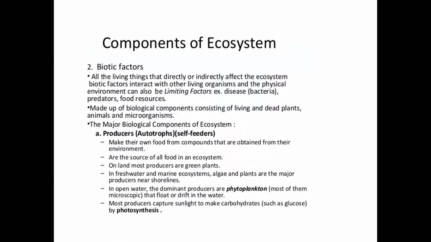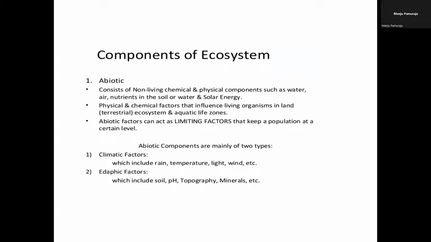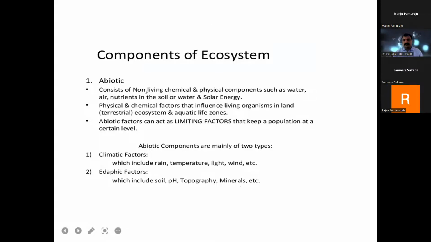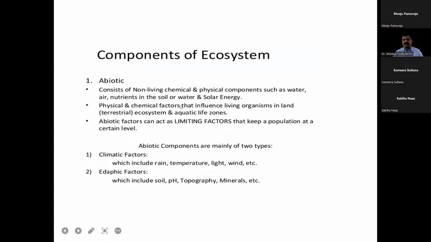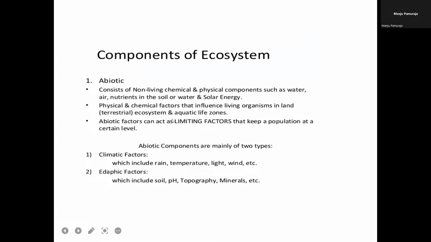So components of ecosystem. Generally any ecosystem consists of two types of components, that is living and non-living, so abiotic and biotic components. Abiotic means the non-living components, which consist of chemical and physical components such as water, air, nutrients in the soil, and also solar energy. These all come under the abiotic factors. These are the physical and chemical factors that influence the living organisms in a land or aquatic life zone, so they are called abiotic factors.